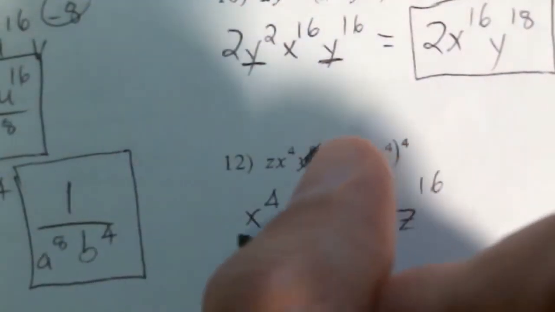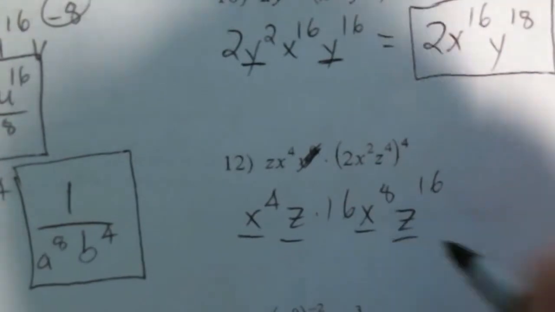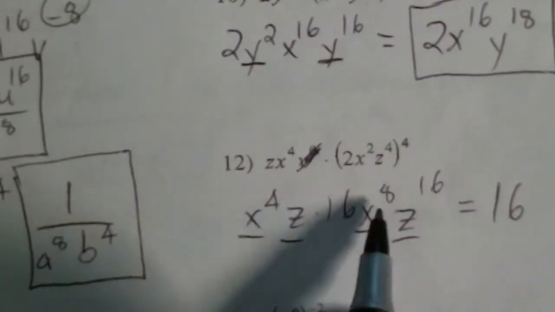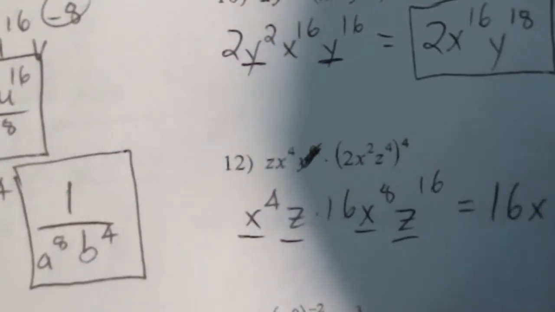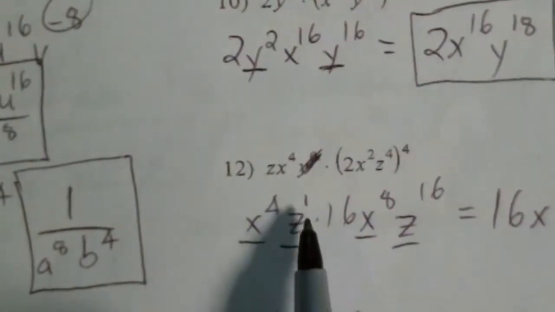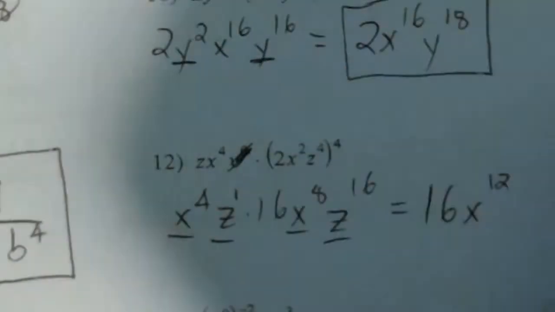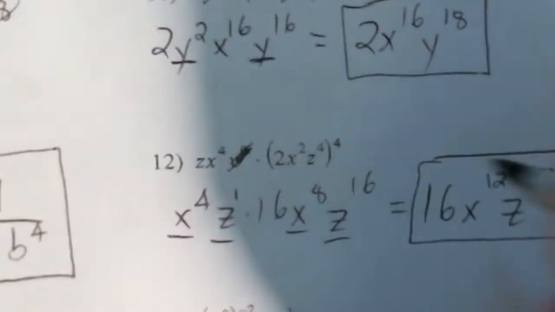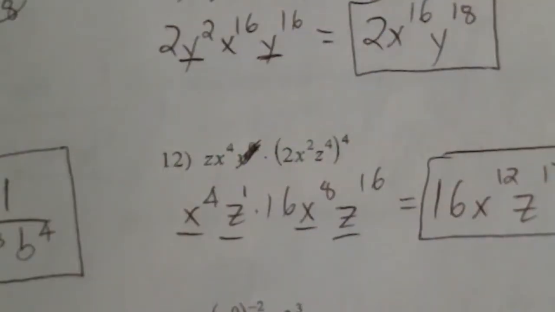Now I've got apples and apples and oranges and oranges. So I have this 16 coefficient out front. I add the 4 plus the 8. That gives me x to the 12th. I add, there's an understood 1 there. 1 plus 16 gives me z to the 17. Okay, let's check that one since that's got a 0 in it.